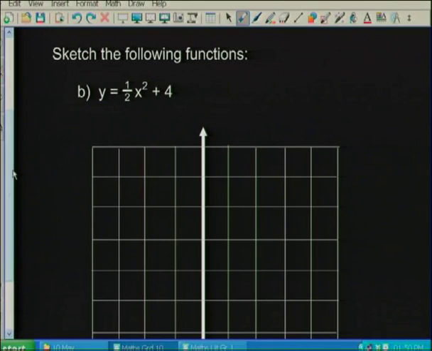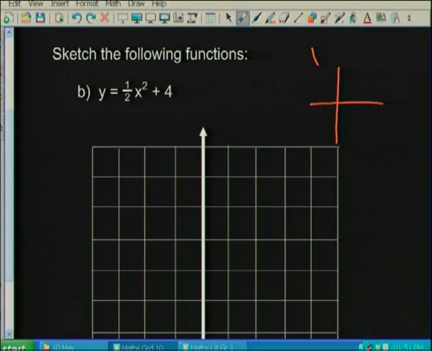Let's have a look at our next example. y is equal to a half x squared plus 4. Again, I'm forming a mental picture. Firstly, I'm going to have a happy graph. Why? Because a half is a positive value. Again, it's a happy graph that has shifted up from the origin. So I'm going to have a similar situation to my previous graph. I already know that my graph will not intersect the x-axis.